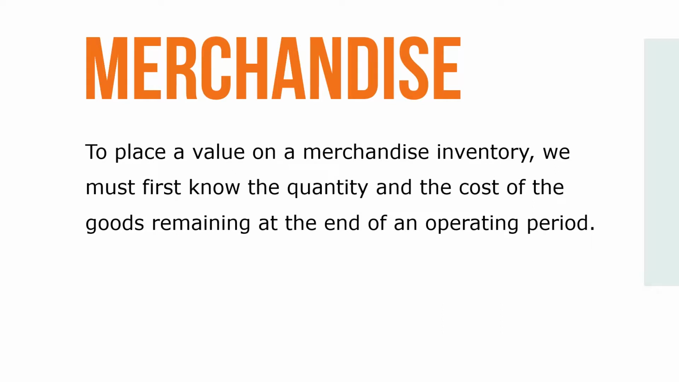To place value on a merchandise inventory, we must first know the quantity and the cost of the goods remaining at the end of the operating period. Merchandise held for sale must be physically counted at least once a year. Many businesses take inventory on a quarterly or even monthly basis. This is known as a periodic inventory system because the physical inventory is counted periodically.